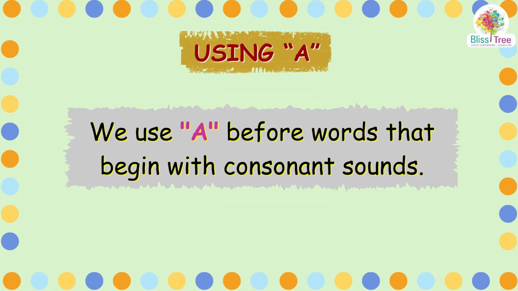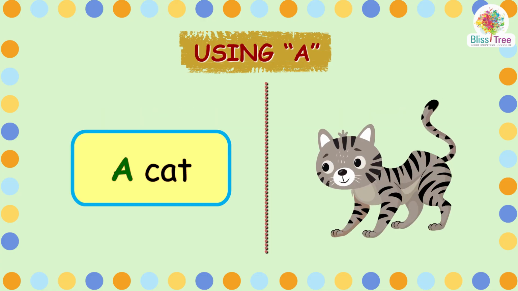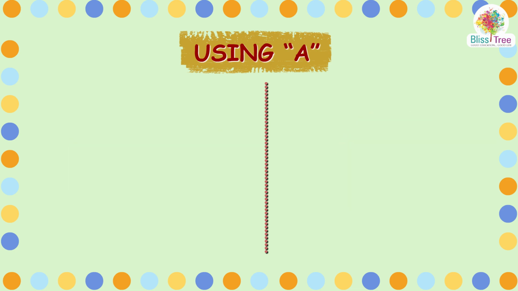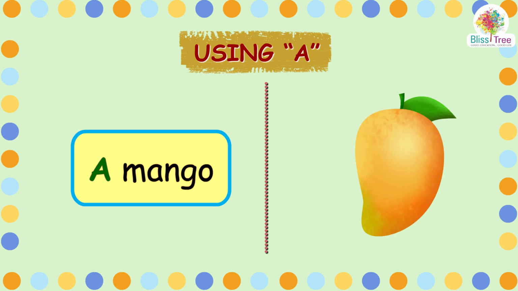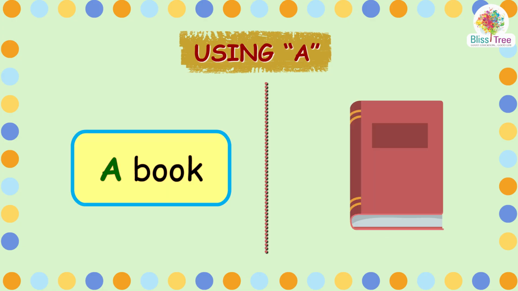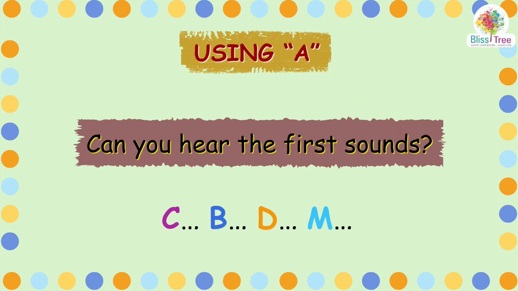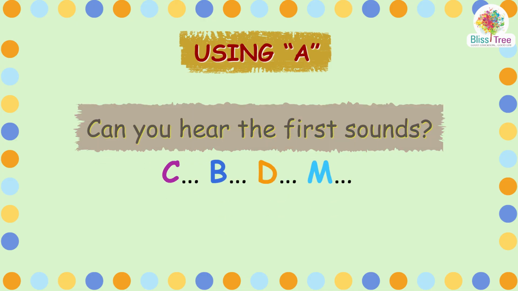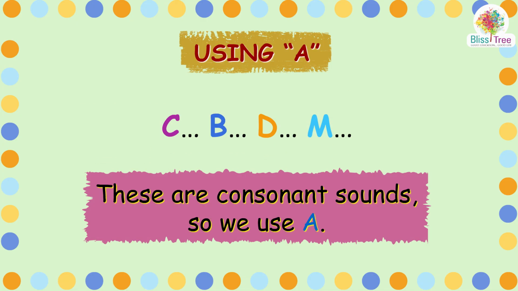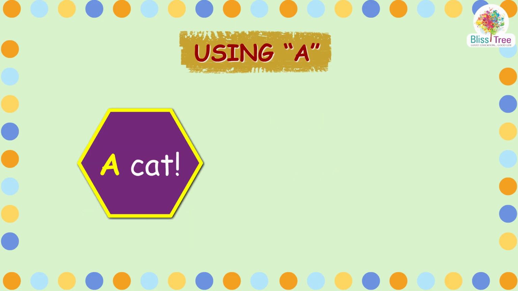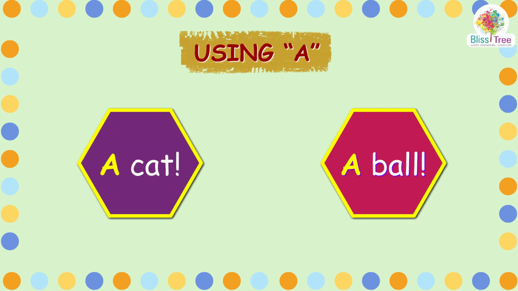Using a. We use a before words that begin with consonant sounds, such as a cat, a ball, a dog, a mango, a book. Can you hear the first sounds? C, B, D, M. These are consonant sounds, so we use a. Can you say them with me? A cat, a ball. Great job.